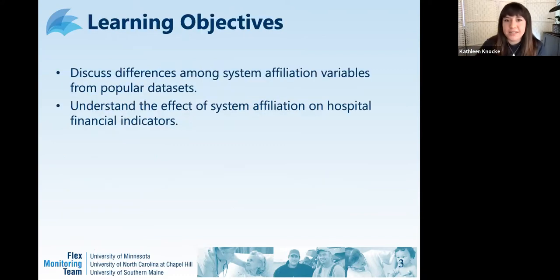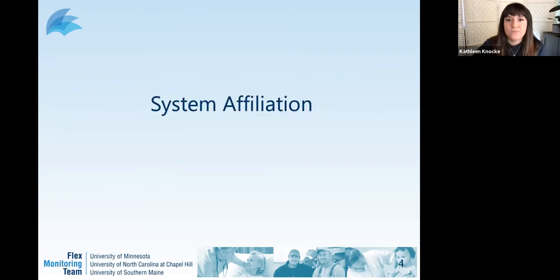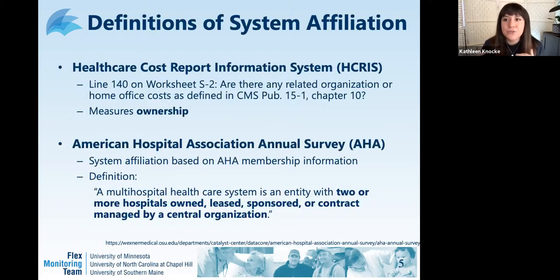We already went over the learning objectives, but the presentation will be in two parts. The first part will be on the system affiliation variables and what we found trying to work on this project. Then we'll have some results about system affiliation and how that relates to the financial indicators. So we'll start with the system affiliation part. There are three definitions, and on this slide there are two of them.